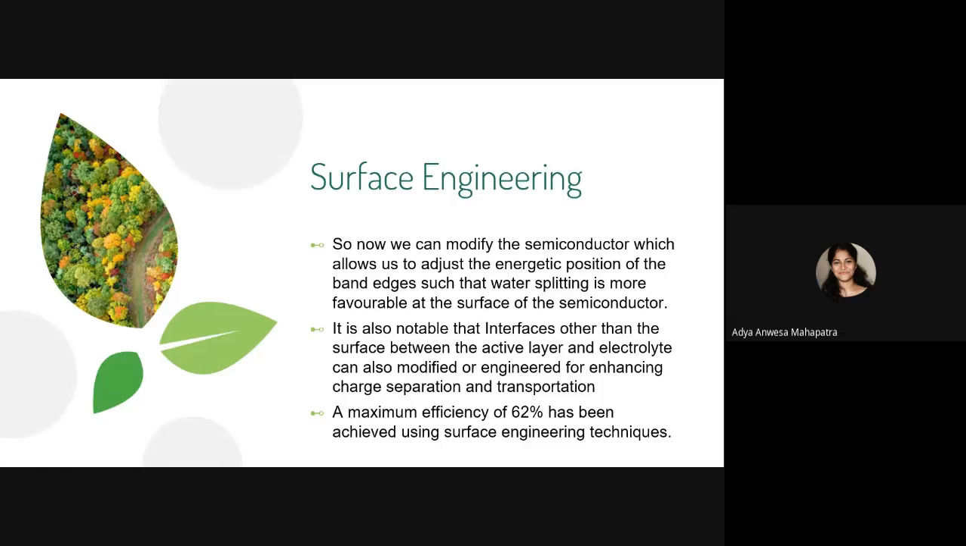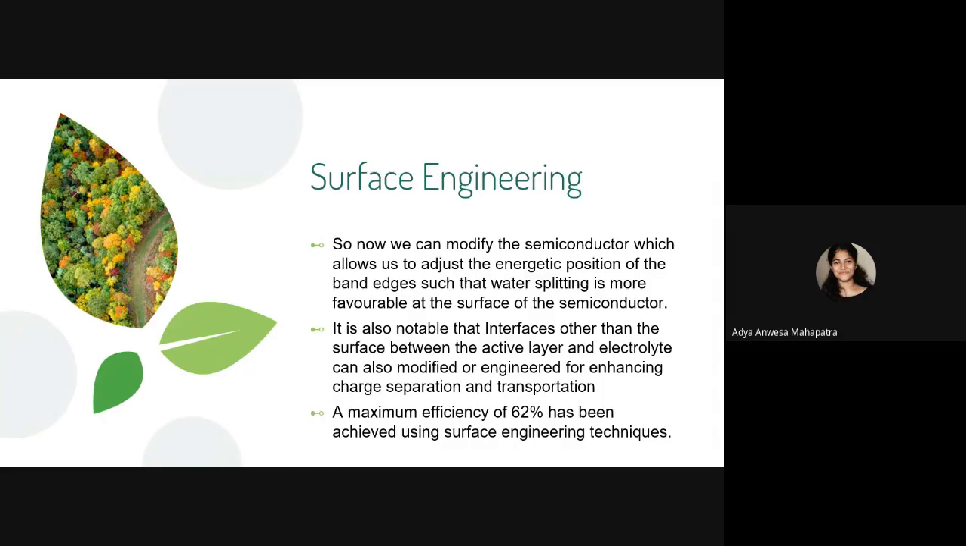After talking about surface passivation, now let us discuss other surface engineering techniques that will help in increasing the overall efficiency of water splitting. Earlier, it was believed that water oxidation took place mainly from valence band holes with the help of charge transfer process at the electrolyte interface. But now, various studies have suggested that water oxidation actually takes place mainly from surface trapped holes and not the deeply lying valence band holes. So now we can modify the semiconductor such that water splitting is more favorable at the surface of the semiconductor.